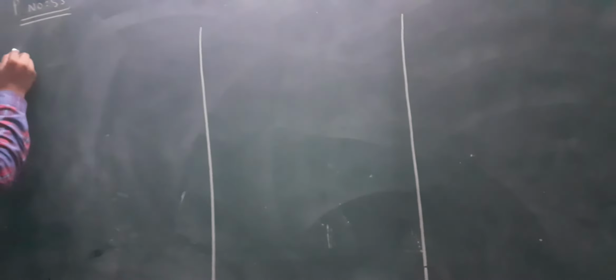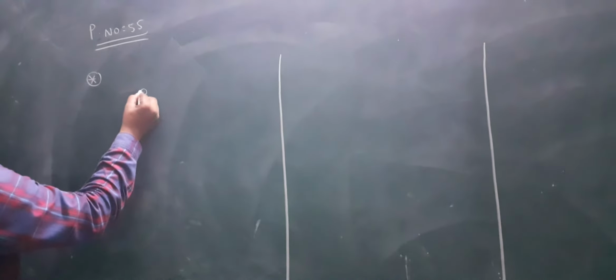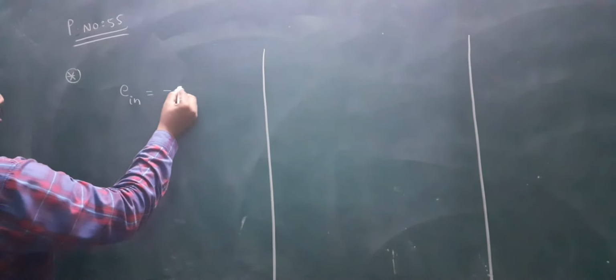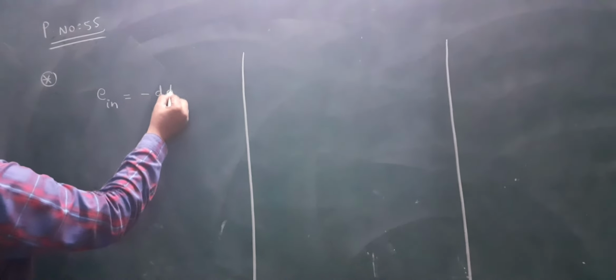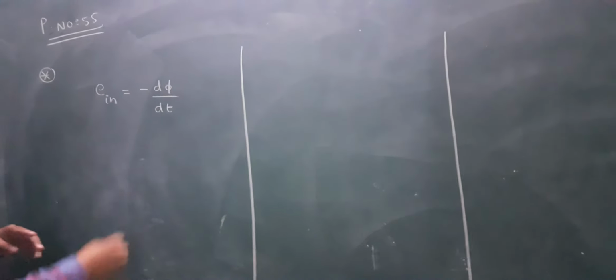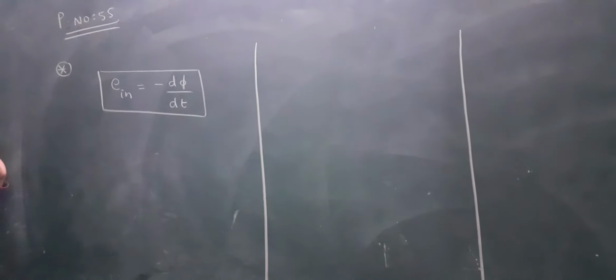Magnetic induction problems. Look here now. In the given problems, look here. What is Faraday's second law? Induced EMF developed in the coil is equal to the rate of change of flux. What is the formula for induced EMF? Minus d phi by dt.